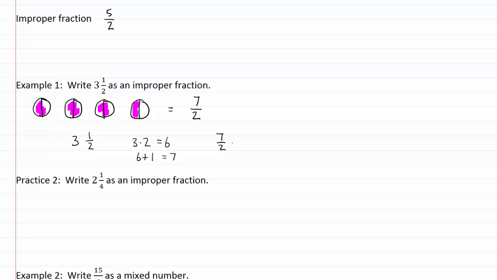So again, to figure it out, you take your whole number piece and you multiply it by the denominator. So I've got three whole ones, and I multiply it by 2. So I've got 3 times 2, and then I add the numerator I had at the beginning. This tells me the total number of fractional pieces I have. So 3 times 2 is 6, 6 plus 1 is 7, and I've got 7 over 2. So my answer is 7 over 2. Now I'd like you to pause this and try practice 2.